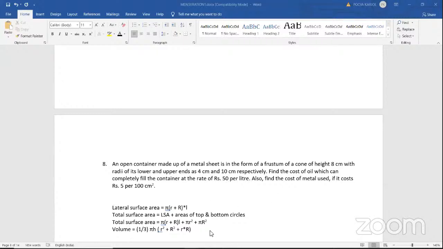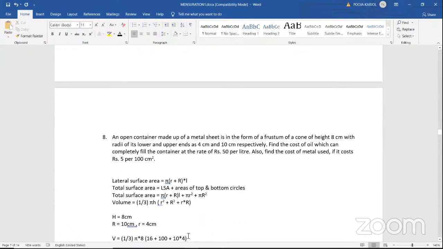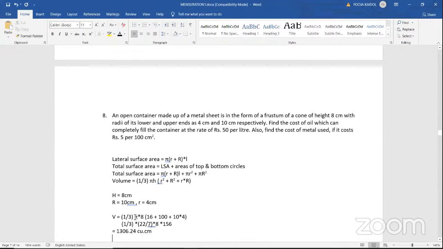The formula here is 1 by 3 pi into h into R square plus r square plus R into r. We know h is equal to 8 centimeter, capital R is 10, small r is 4 centimeter. So I'll write it directly: 1 by 3 pi into 8 into 4 square is 16, plus 10 square is 100, plus 10 into 4 is 40. 16 plus 100 plus 40 will give you 156. 1 by 3 into 22 by 7 into 8 into 156. 3 and 156 I can cancel, so I'll get 22 by 7 into 8 into 52.